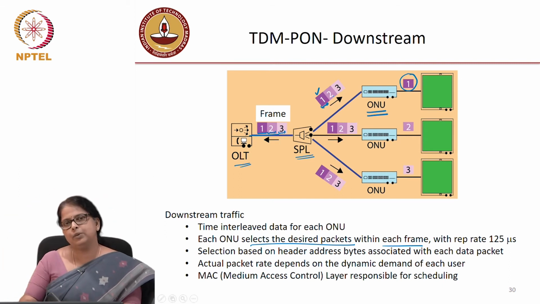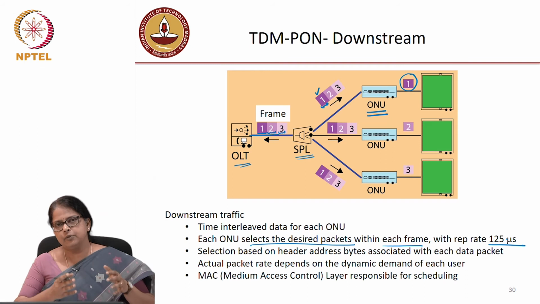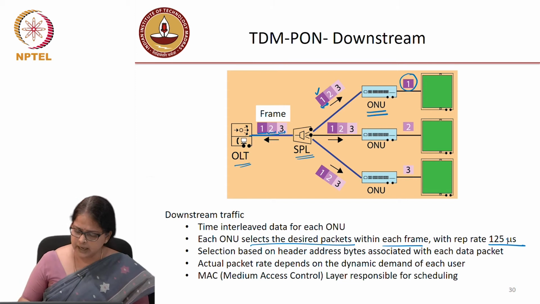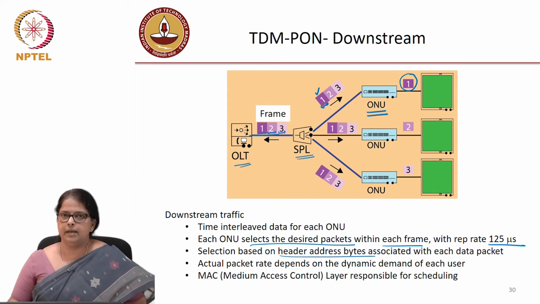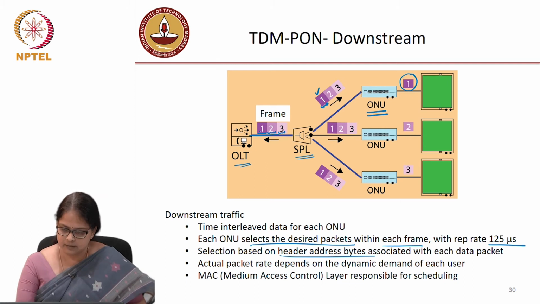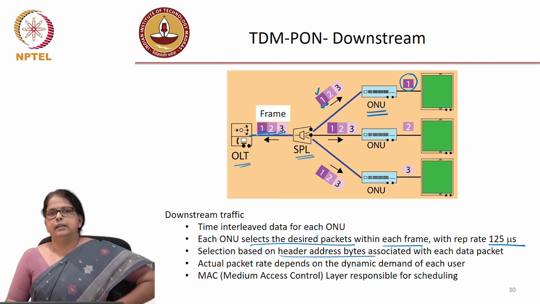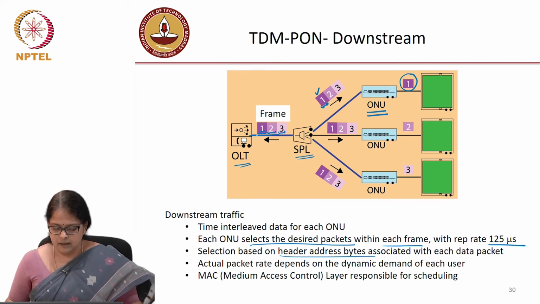and the frame repetition rate, we would like to keep it with the SONET standard, SDH standard, and that is 125 microseconds. Right? Depending on whether you are doing SDH 4 or 16 or 64, the data rate could be very different. And of course, the selection is based on the header address. The packet rate will depend on the dynamic demand of each user, the rate at which the packet is received. And this kind of scheduling is done in the MAC layer, which is a part of layer 2. This is how the downstream traffic is handled.